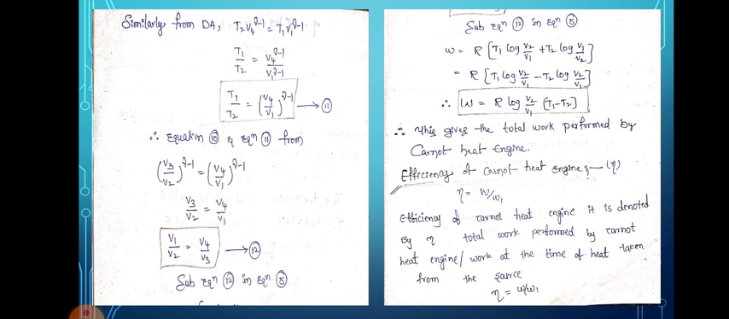Substitute equation number 12 in equation number 5. So W is equal to R of T1 log V2 by V1 plus T2 log V1 by V2. Therefore, T1 log V2 by V1 minus T2 log V2 by V1. So W is equal to R log V2 by V1 into T1 minus T2. This gives the total work performed by the Carnot heat engine. This is a very important one.